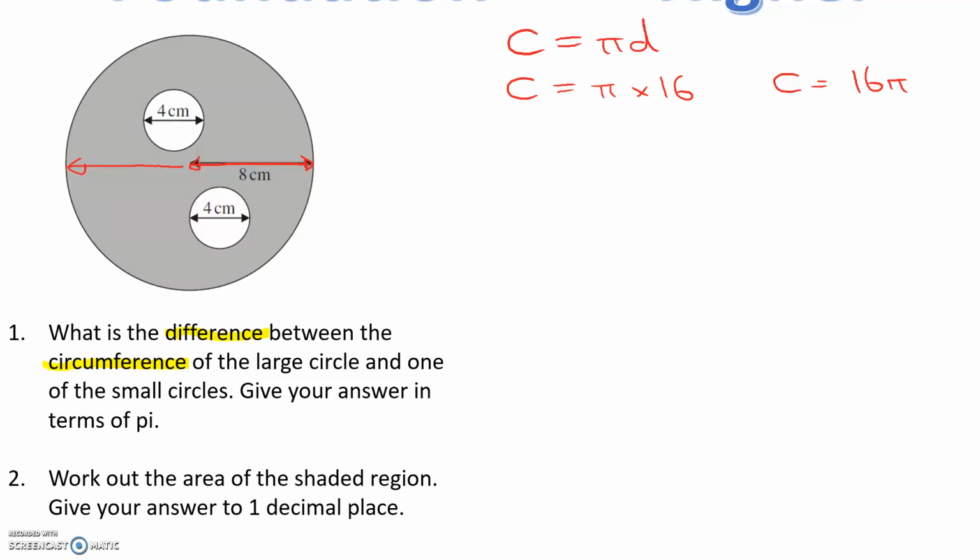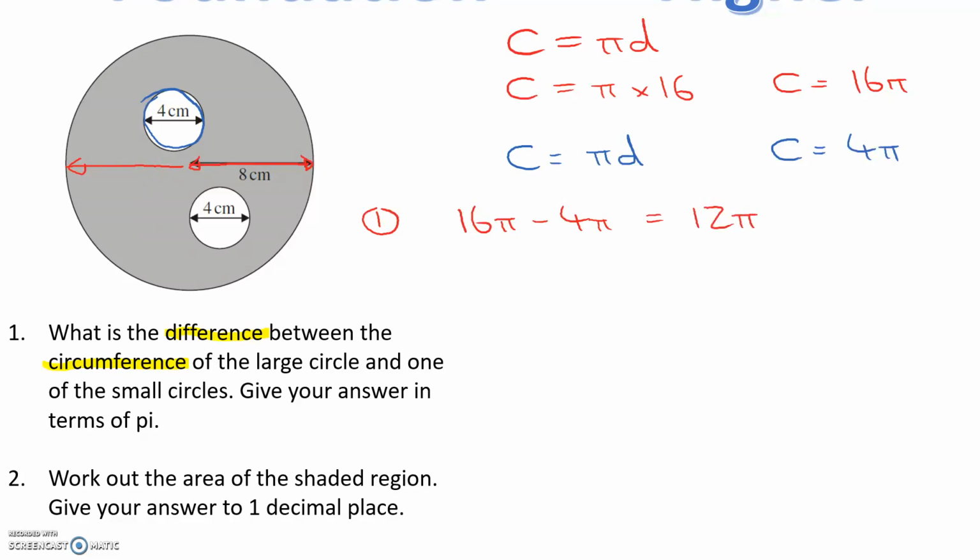Now we need to find the small circle. So the small circle, one of these, we've got C equals pi d again. Now this time, they do give us the diameter. We want the 4. We haven't got to halve it. We haven't got to double it. The diameter's labelled. So we've got C equals 4 pi. And the answer to our question, the difference between the big one and the small one, is 16 pi take away 4 pi, and that gives us 12 pi. That's our answer in terms of pi.